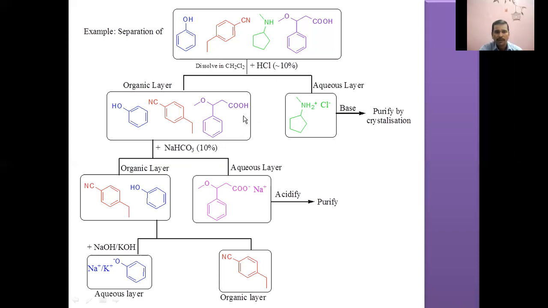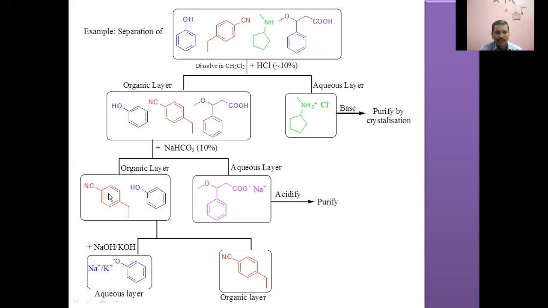So this will be converted into sodium carboxylate. So 3-methoxy 3-phenyl sodium propanoate is going to be formed. This is water soluble, aqueous soluble. So this will be transferred to the aqueous layer. You release the aqueous layer, acidify it by adding excess of hydrochloric acid, and purify. You will get back your methoxyphenyl propanoic acid. Then in the organic layer, 2 compounds are still present: 4-ethyl cyanobenzene and phenol.